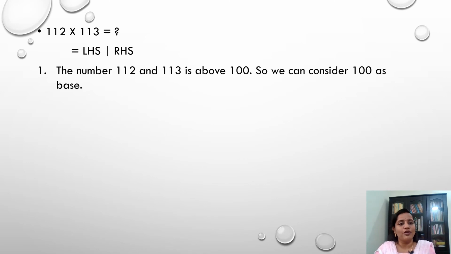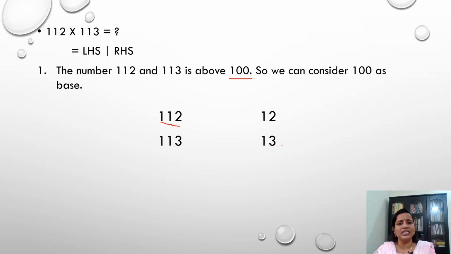Next is 112 into 113. 112 and 113 are closer to which base? They are closer to 100, isn't it? Yes, they are above 100 and it's much closer to 100 too. What I have to do, I'm going to split my answer into two parts, that is the LHS and my RHS. And for my LHS, I'm just taking down the numbers 112 and 113. And for my RHS, I have to subtract the number by the base. The number here is 112 minus the base 100 gives me 12. Similarly, 113 minus 100 gives me 13.